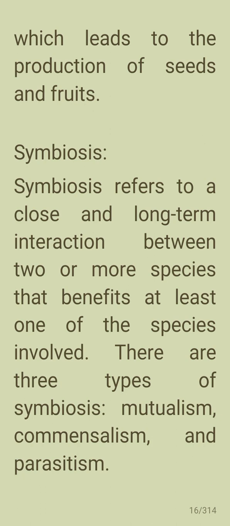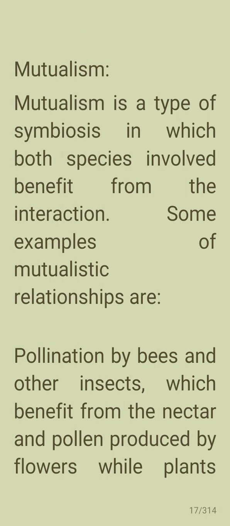Next is symbiosis. Symbiosis refers to a close and long-term interaction between two or more species that benefits at least one of the species involved. There are three types of symbiosis: mutualism, commensalism, and parasitism. Mutualism is a type of symbiosis in which both species involved benefit from the interaction.